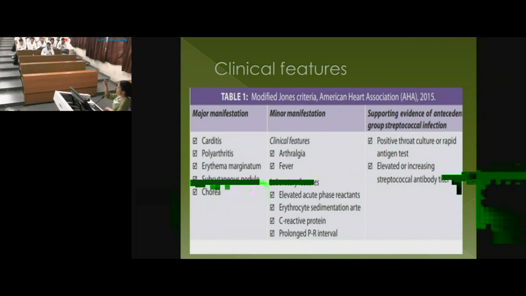Then erythema marginatum, I've got some pictures, I told you, it's seen over the trunk. They have these irregular margins which are raised like a wheel, right? But they are transient. They persist only for some days. So they're not going to stay for a very long time. And because most of the Indians are dark, you may not find it in all the children. Then subcutaneous nodules will be there and chorea.